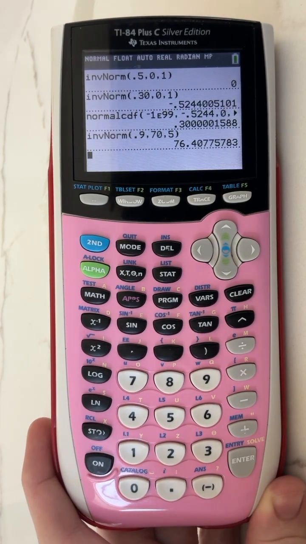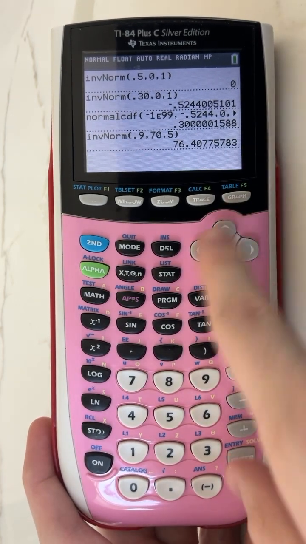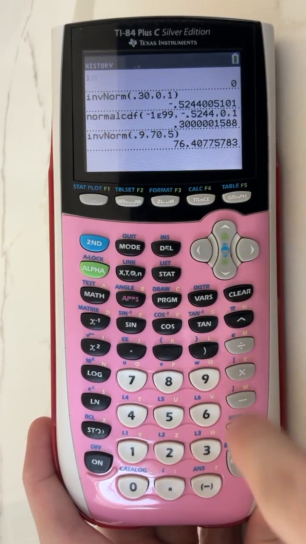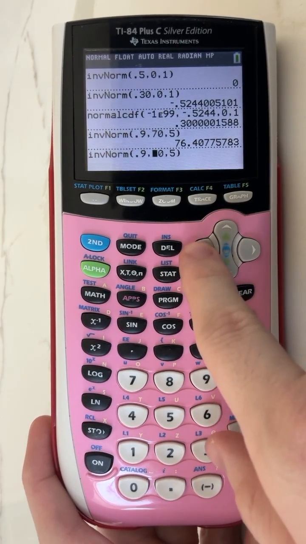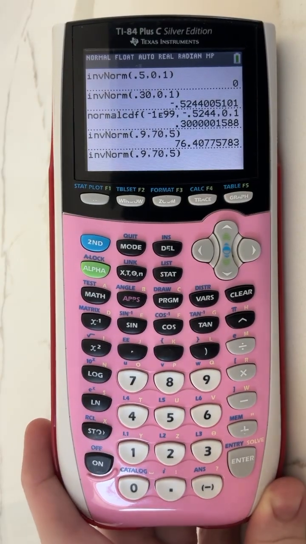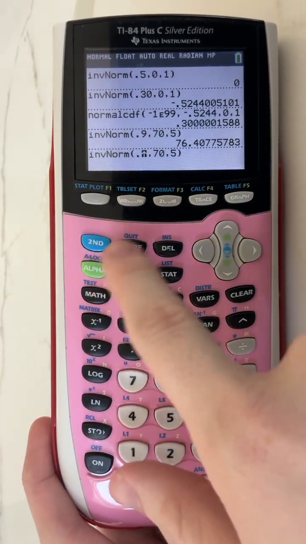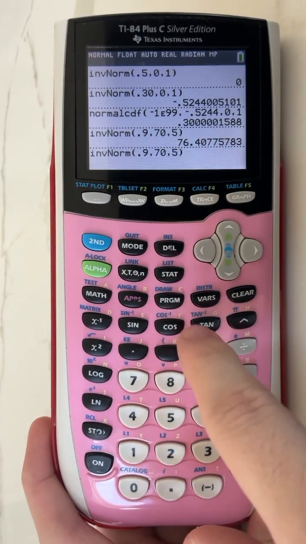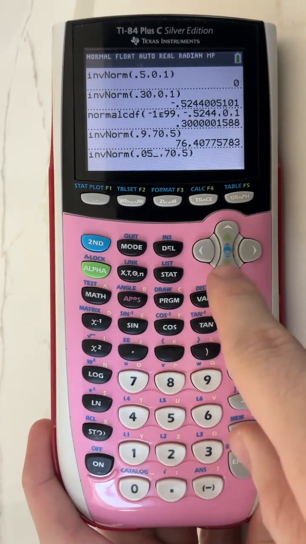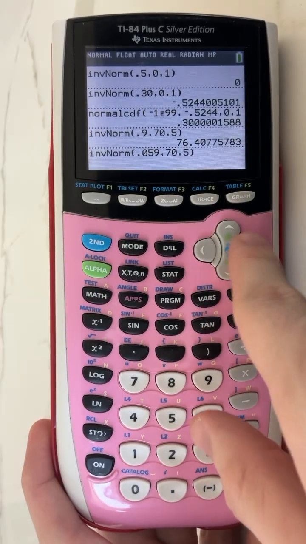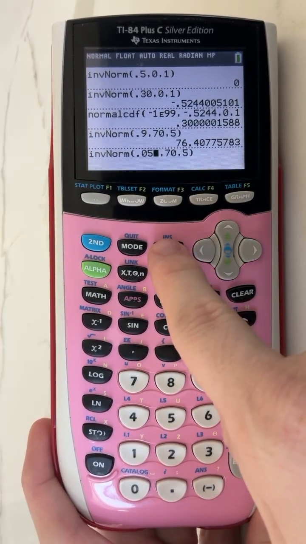Now let's say we want to know the 5th percentile. Instead of typing everything again, we could just go up to and copy this command. What is the 5th percentile, only taller than 5% of the group? Well, I'm going to do insert, so second delete gets to insert, and I'll put 0.05 because that's 5%. And then I'll get out of that, just moving one of the arrows. And then I'll delete this 9.